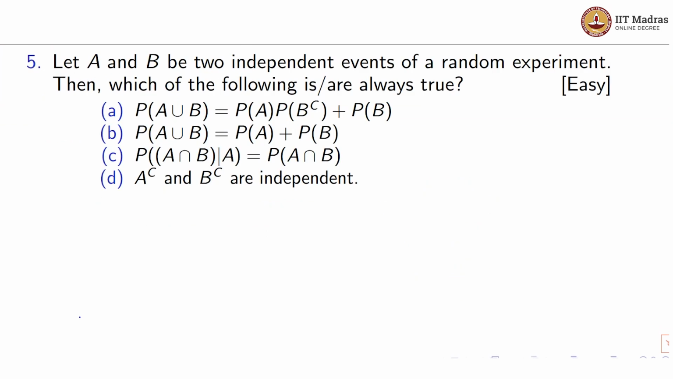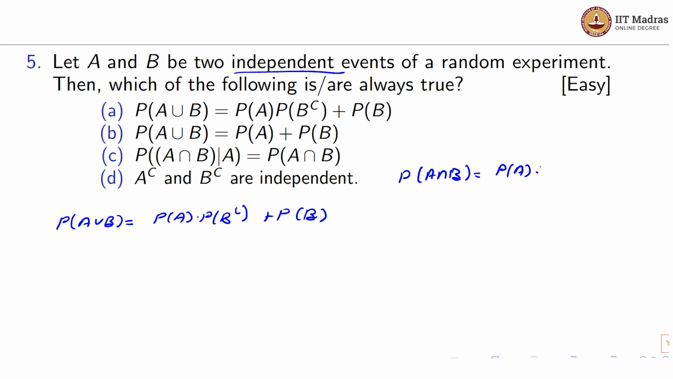Question number 5. Let A and B be two independent events. So A and B are given as independent events of a random experiment. Which of the following is or are always true? Let's check all the options one by one. Option A says that probability of A union B is P of A into P of B complement plus P of B. The information we have is that A and B are two independent events, and for independent events, P of A intersection B is equal to P of A dot P of B. This information is given to us.